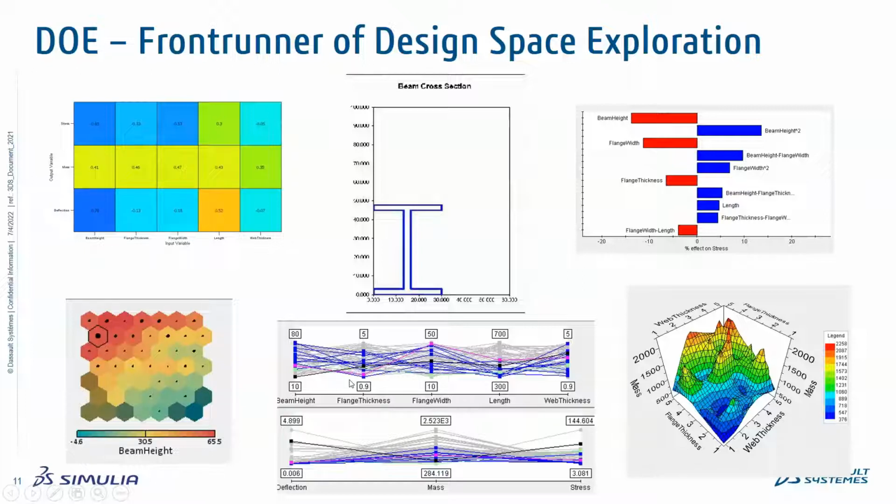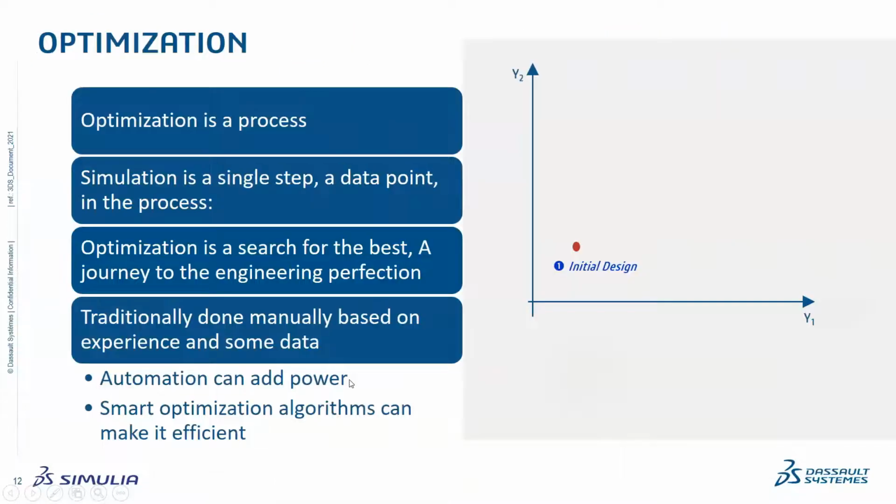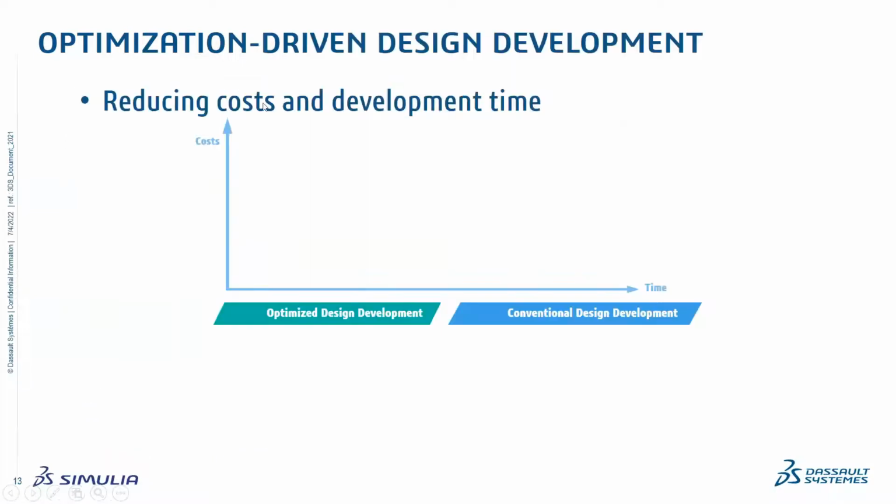Then optimization is just trying to find the best design. You start with the initial design and finally end up where your optimal is met, with all your constraints and so on satisfied. So just a quick overview of how this has evolved.